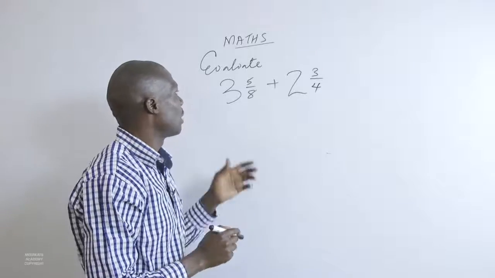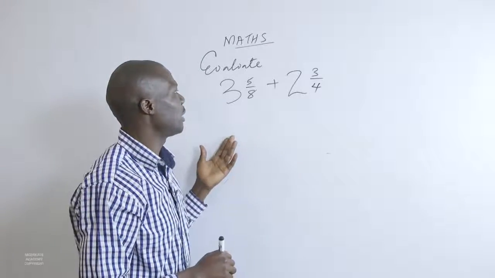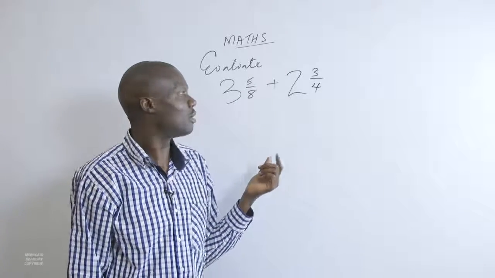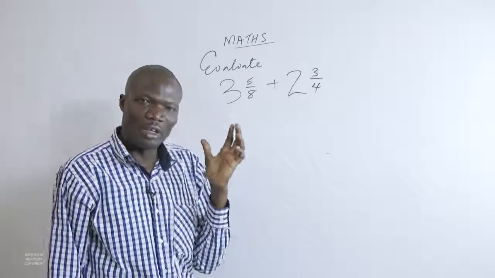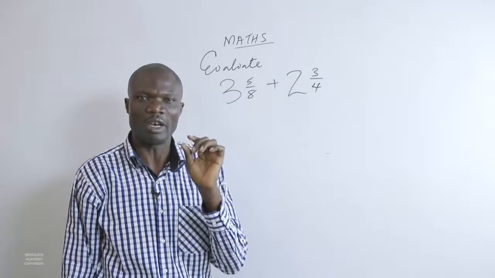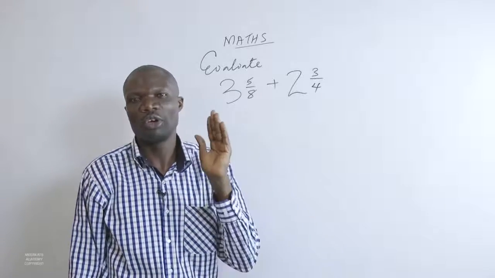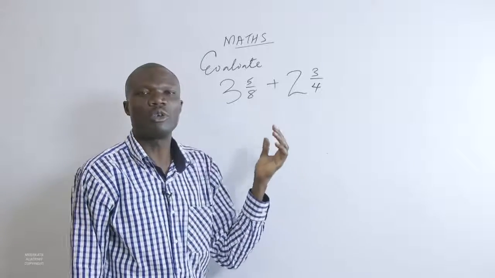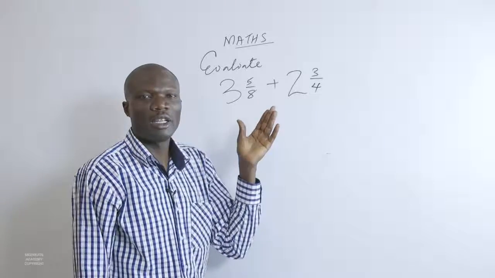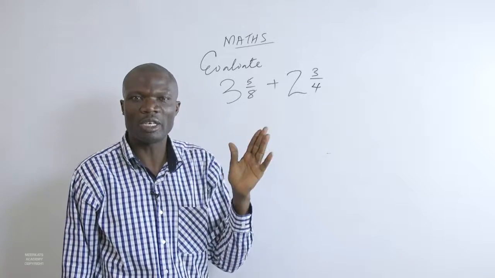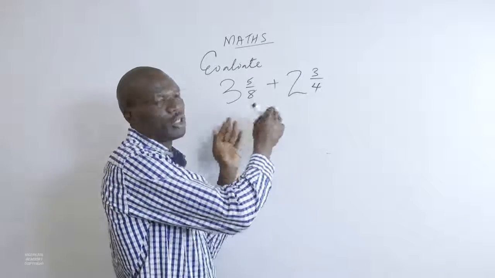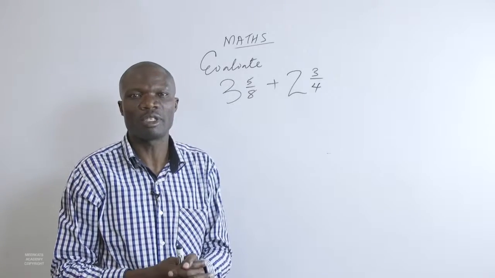Evaluate 3 and 5 over 8 plus 2 and 3 over 4. This is a situation where we have mixed numerals. Earlier on, I asked you to refer to your notes and see what we mean when we talk about a mixed numeral. A mixed numeral is simply a term made up of a whole number part and a proper fraction part. For example, the two that we have on the board are both mixed numerals.